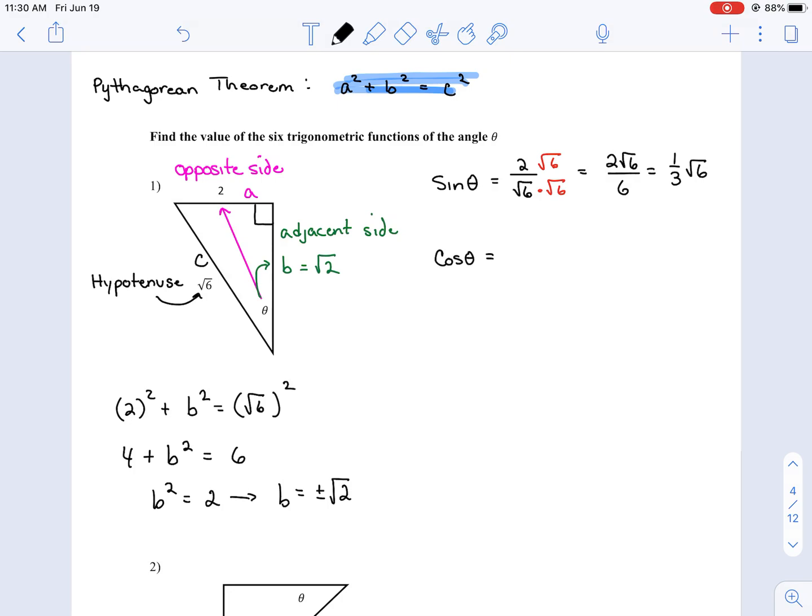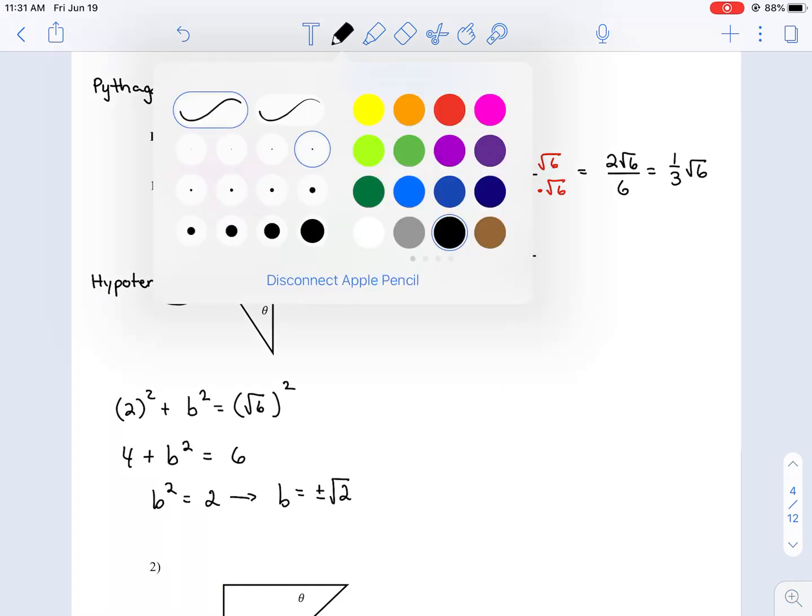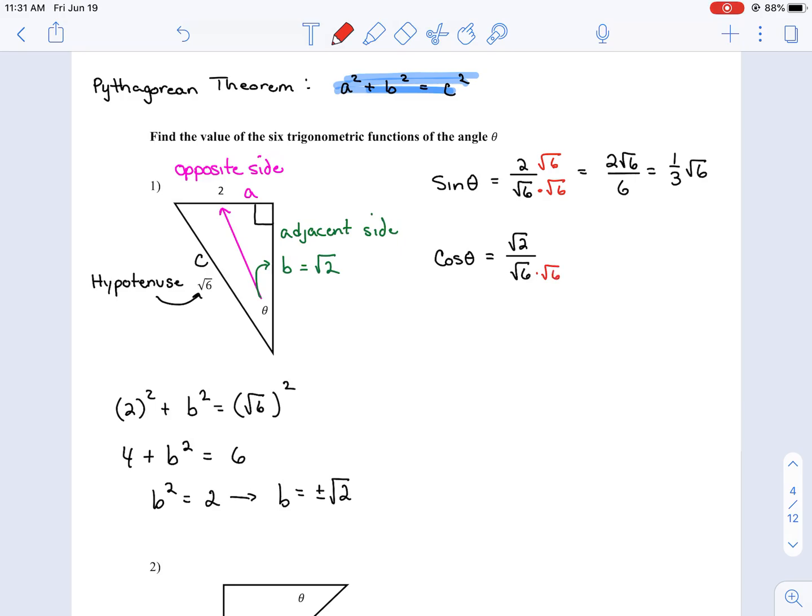Cosine of theta. Cosine is the adjacent side divided by the hypotenuse. So that will be the square root of 2 divided by the square root of 6. Again, it's customary to rationalize the denominators. So that is equal to the square root of 12 divided by 6. The square root of 12 reduces to 2 root 3 divided by 6. So this is 1/3 square root of 3.